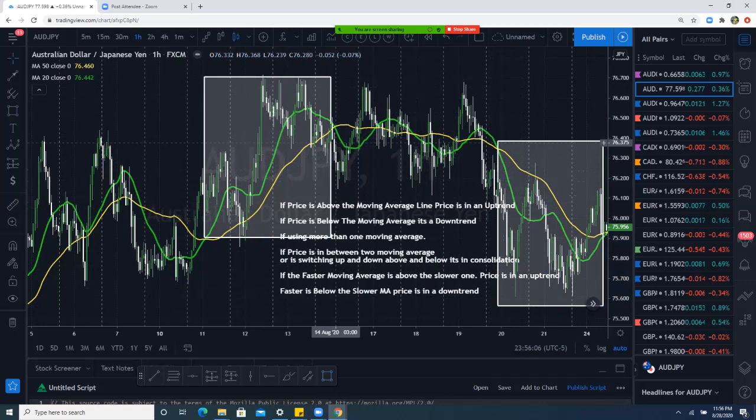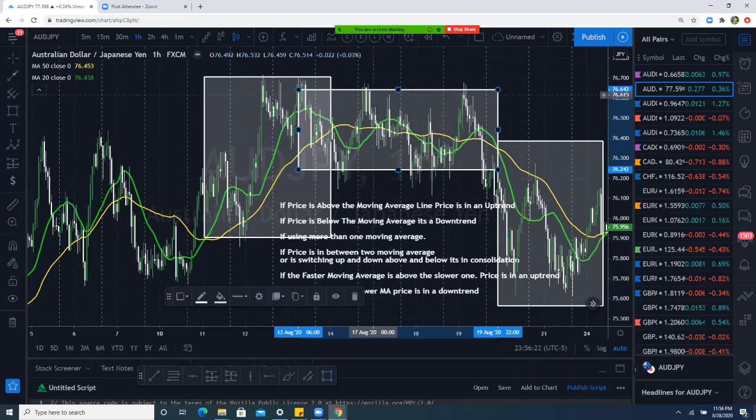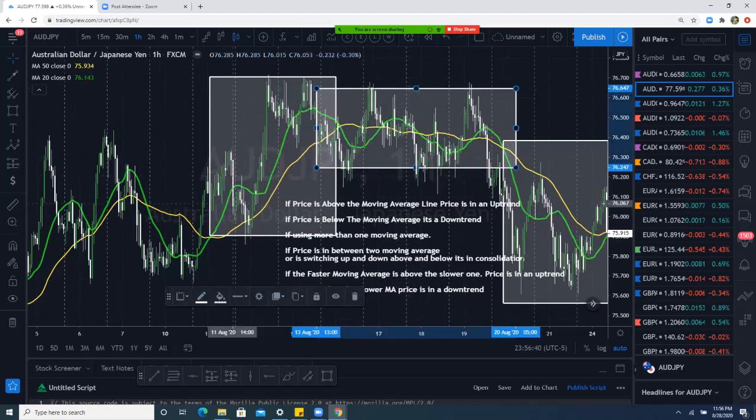And then if we use the consolidation rule, if we look here, price is all in between, and the moving averages are all in between with no movement. That's what a consolidation looks like. You see how the prices are just equal highs, equal lows, and then you have the moving averages just crossing all between each other, and price just chopping between the moving averages up and down with no direction. That's consolidation.